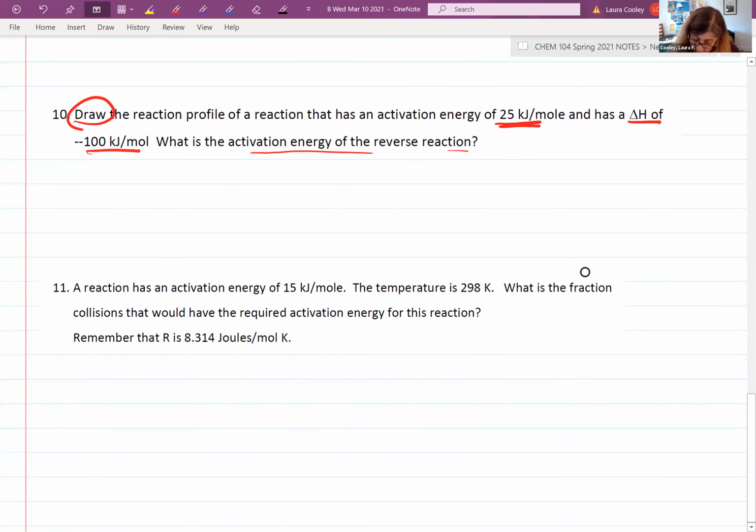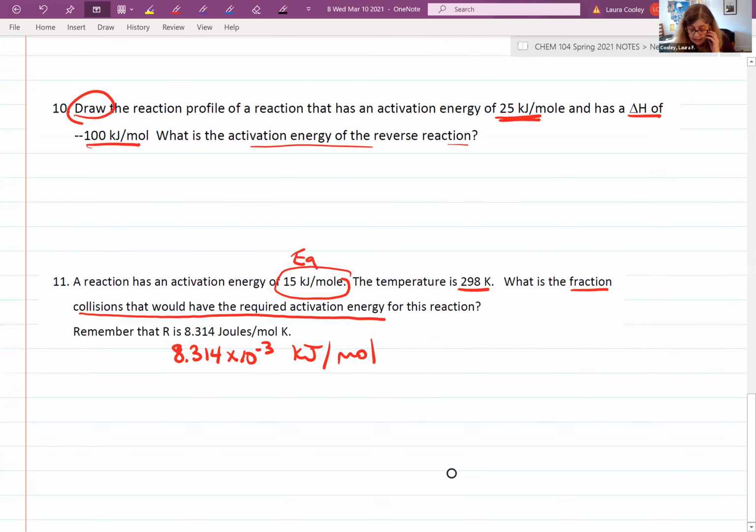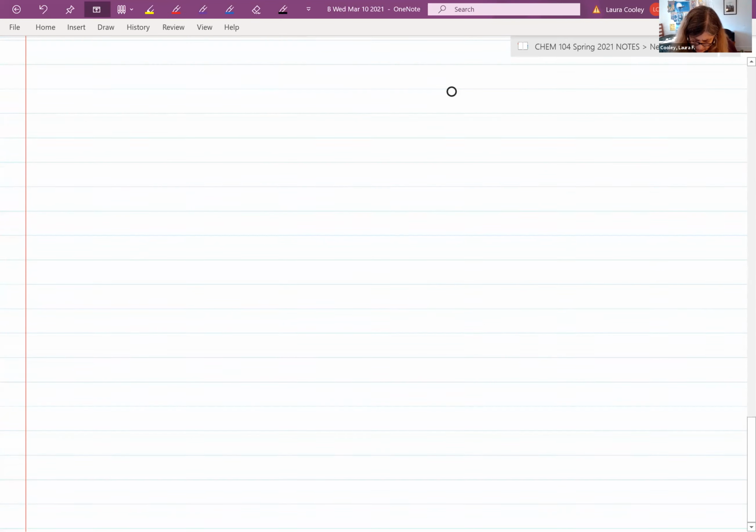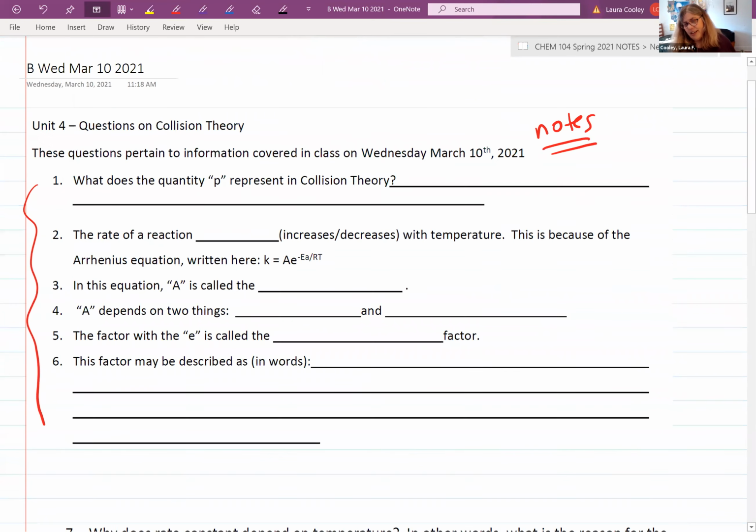And this gives you an activation energy and a temperature, and asks you for the fraction of collisions that would have the required activation energy. You probably should use 8.314 times 10 to the negative 3 kilojoules per mole. And then there's one more question. I guess I forgot to put it in. There's a couple more there.